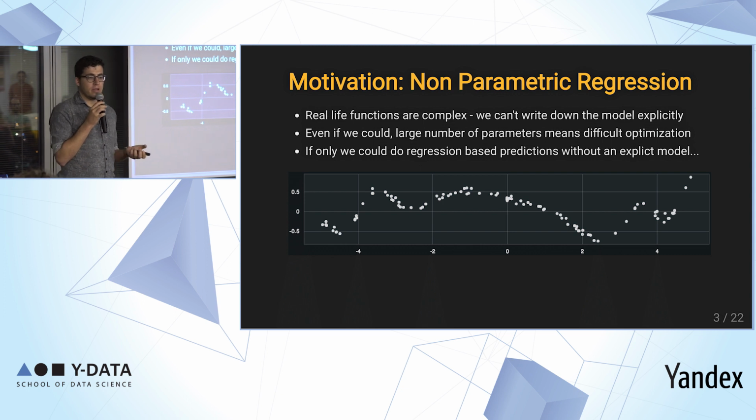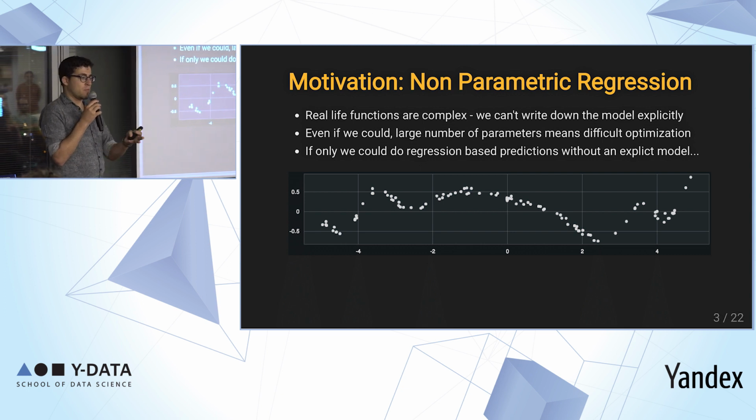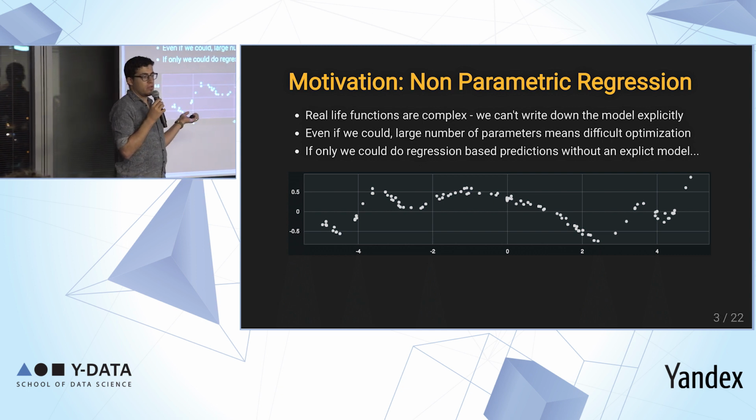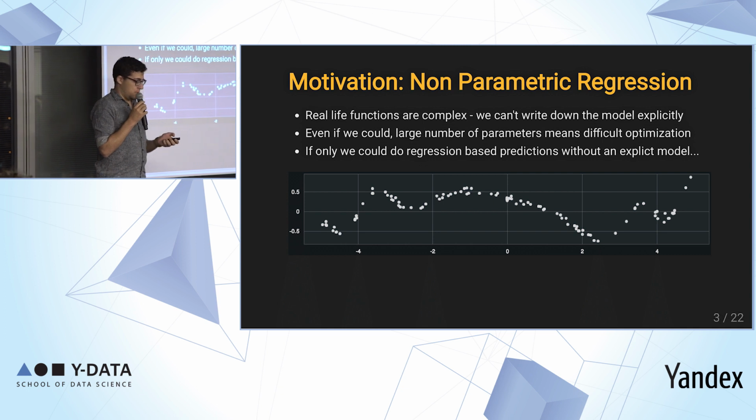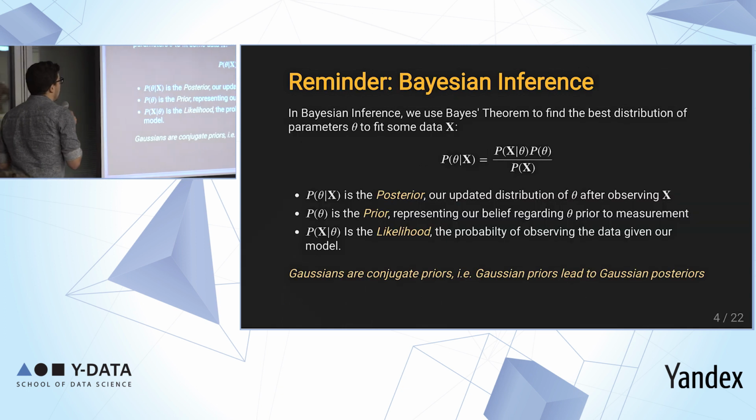We have a black box, like a neural network. We put in hyperparameters, we train, we get an output. It's a black box model. We don't know anything about it. And the question is, how do we do regression with a black box model? And this is what we're talking about today.